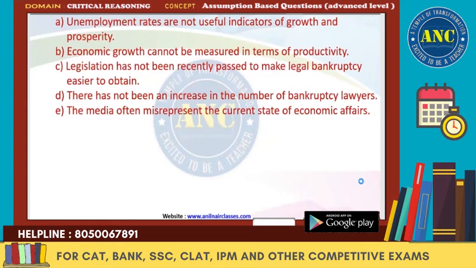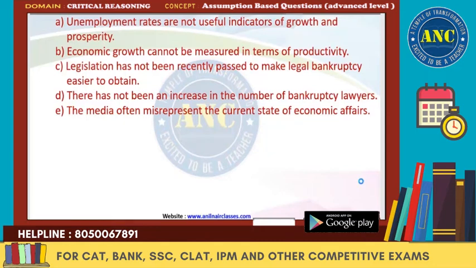Now, look at option C. Legislation has not been recently passed to make legal bankruptcy easier to obtain. Now, this has to be true for the conclusion to hold. Why? Because if legislation has recently been passed that makes bankruptcy easier to obtain, then the evidence cited would be less relevant. The increased number of bankruptcies could have been the result of the easier process rather than because of the poor economy.